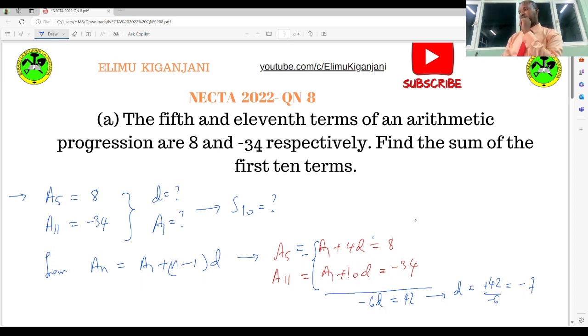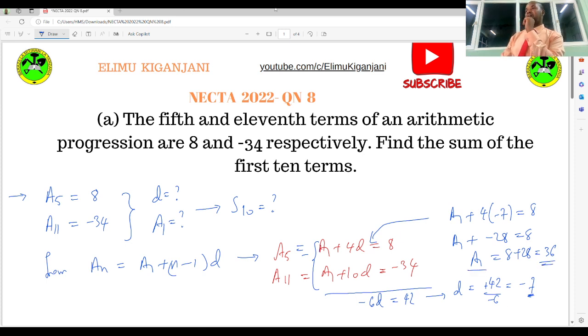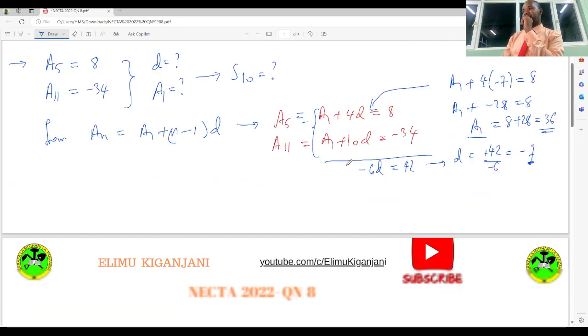From this equation here, I can substitute the common difference equal to -7, so that you have a1 plus 4 times -7 equals 8, a1 plus -28 equals 8, and a1 eventually will be 8 plus 28, which is 36. So that is a1, and that is the common difference. Mind you, we are looking for the sum of the first 10 terms.